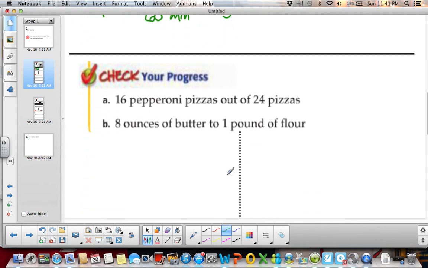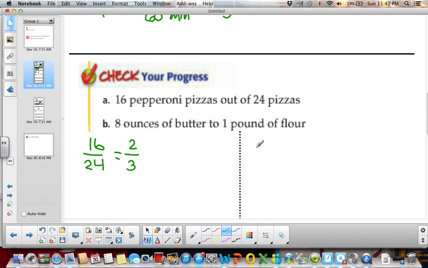Okay, so pause me and try to do A and B, and then check back to check your answers. So if you have 16 pepperoni pizzas out of 24 pizzas, I would write it then as 16 pepperoni out of 24 total. Simplify. 16 and 24 both can be divided by 8. So 16 divided by 8 is 2. 24 divided by 8 is 3. So that tells us that 2/3 of the pizzas are pepperoni, or 2 out of 3 pizzas would be pepperoni.